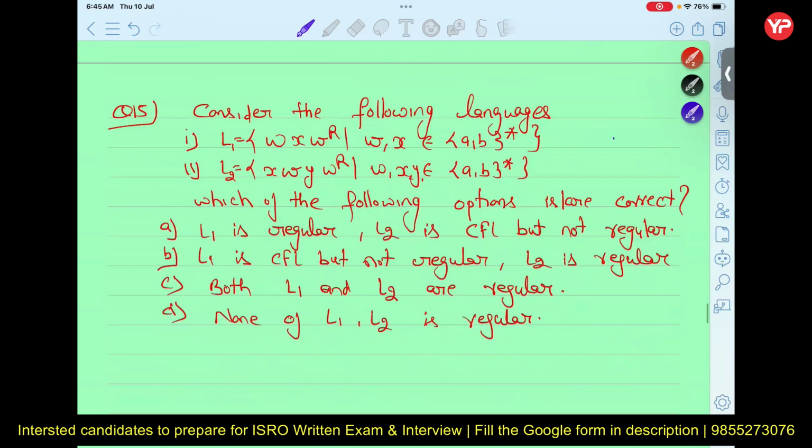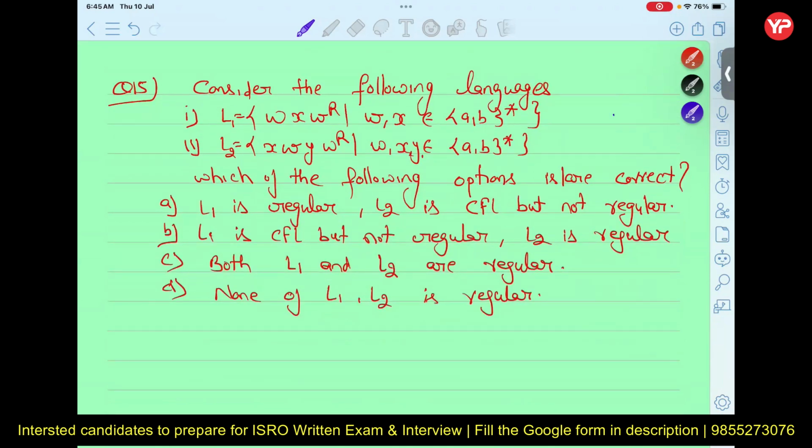Now consider the following language. Which of the following options are correct? L1 is regular, L2 is CFL but not regular. So just talk about regular and CFL.